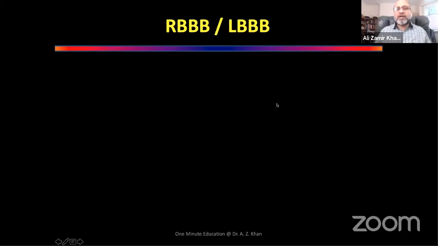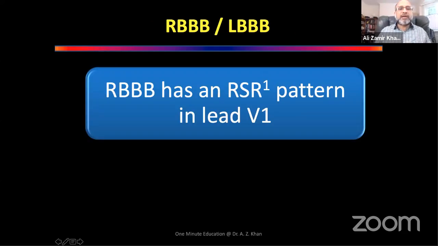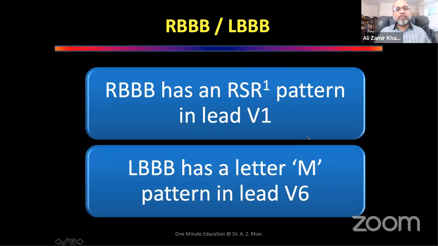So in a right bundle branch block, you get what is called an RSR in lead V1, okay? Just remember this for a minute. I'll explain to you how the RSR comes. And in a left bundle branch block, you get a letter M in lead V6. V1, you know, is in the fourth intercostal space to the right of the sternum, okay? And we know V1 and V2 are looking at the septum. I explained that yesterday. The V1 and V2 leads are looking at septal depolarization, okay?